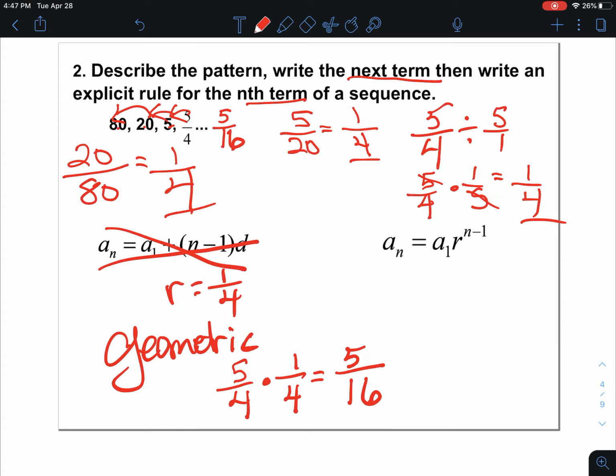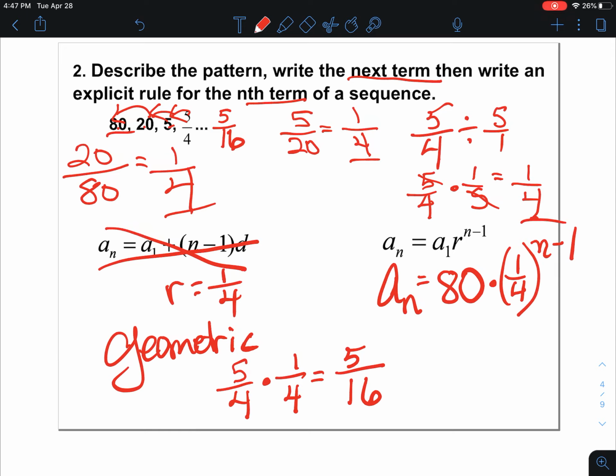Okay, here's our formula for the nth term. So any term equals the first term, which if I look back is 80, times my ratio, which I said was 1/4. So here's 1/4 to the n minus 1.